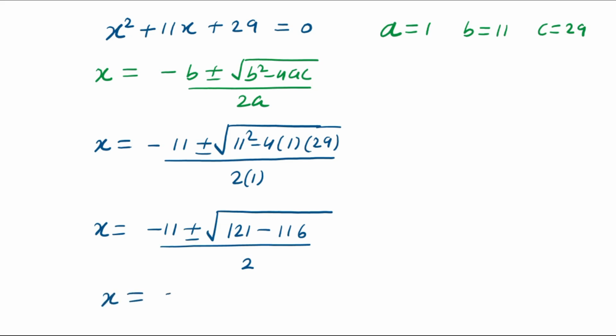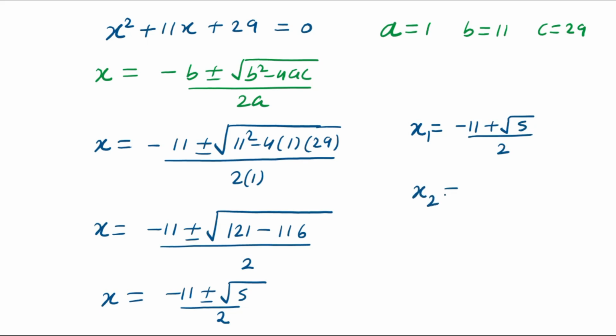Then x is equal to minus 11 plus minus square root of 121 minus 116 is 5 divided by 2. Here two solutions. The first solution x1 is equal to (minus 11 plus square root of 5) divided by 2, and the second solution x2 is equal to (minus 11 minus square root of 5) divided by 2. In this question we have two real solutions.